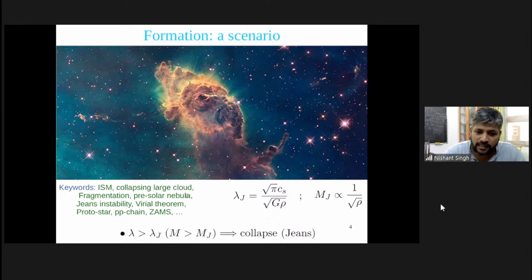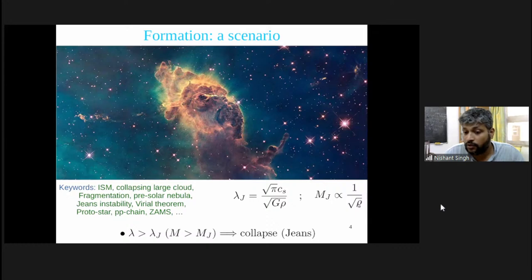The criteria is such that there is a wave number or wavelength lambda J, the Jeans wavelength, defined, which you can work out, and it depends basically on the square root of rho in the denominator. Okay, so if the density is very, very small, as is the case with the ISM, the length scale that you must go to should be very, very large. So the collapse occurs for length scales that are larger than lambda J. Or in other words, in that length scale, given a density rho, you can work out the mass content, that also goes as 1 over square root of rho.